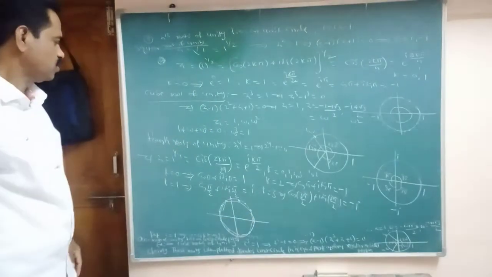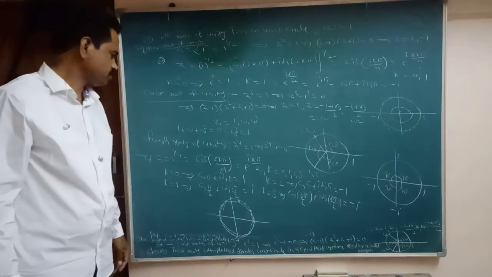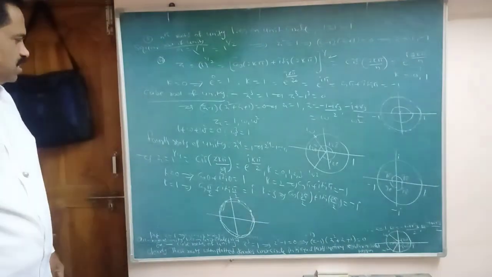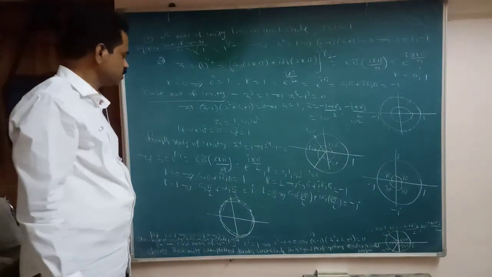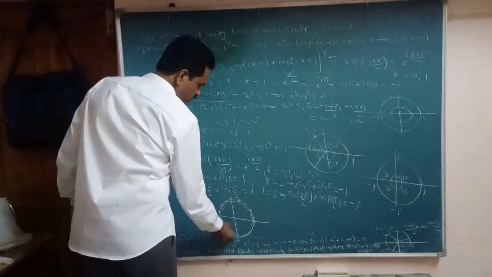Okay, so that is here n equal parts and it forms a regular n-sided polygon. Suppose this is point 1, 2, 3, 4, like this n sides.